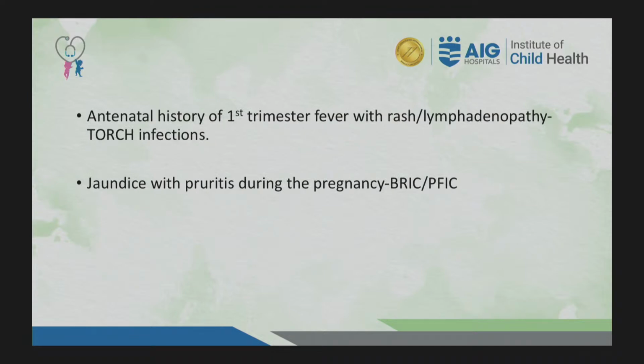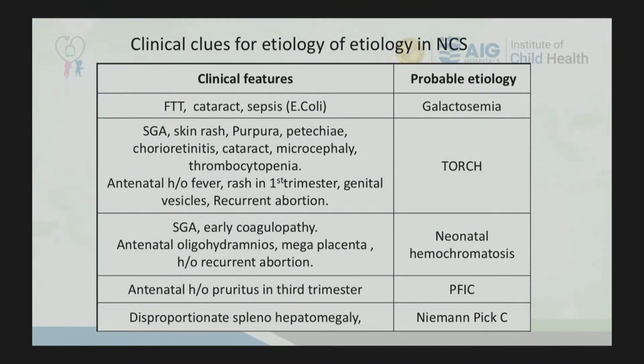Antenatal history during the first trimester gives some clue. If the mother had fever, rash, lymphadenopathy, we can suspect TORCH infections. If the mother had jaundice during the third trimester with pruritus, we can think of PFIC or BRIC. Some clinical clues will help in the diagnosis of etiology in cholestatic jaundice. If the child presents with cataract, failure to thrive, sepsis, especially E. coli, with hypoglycemic episodes, the possibility is galactosemia.